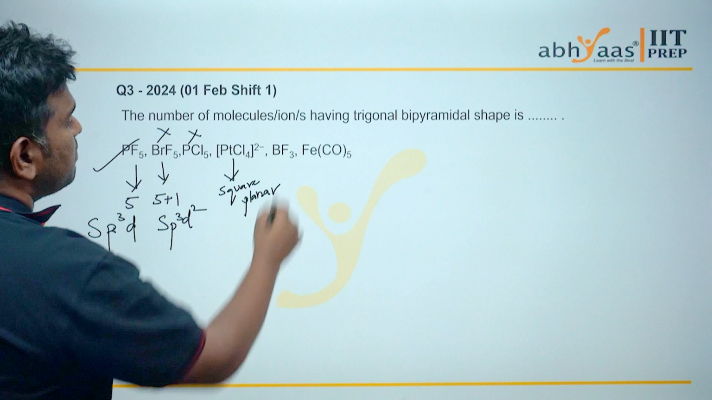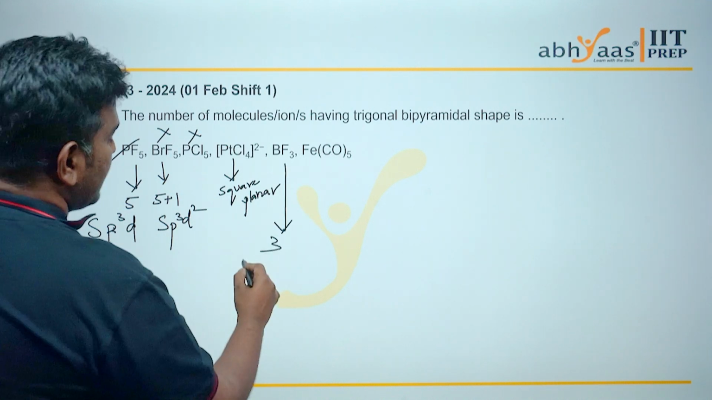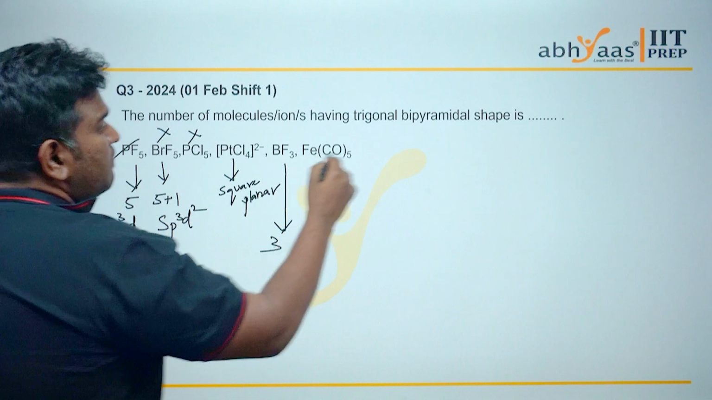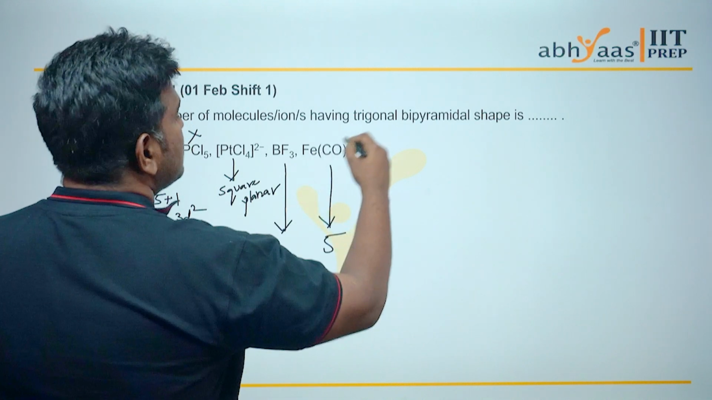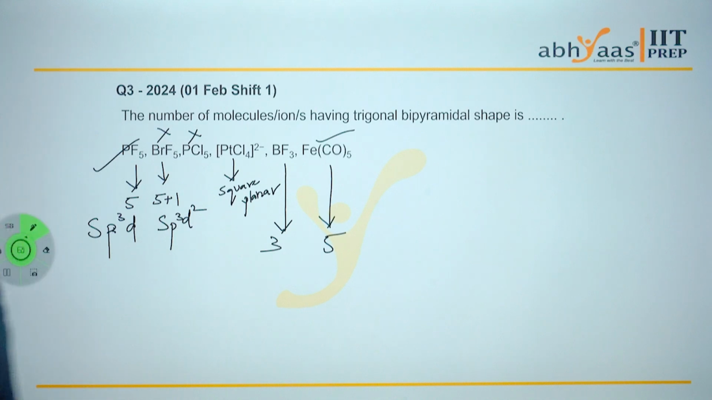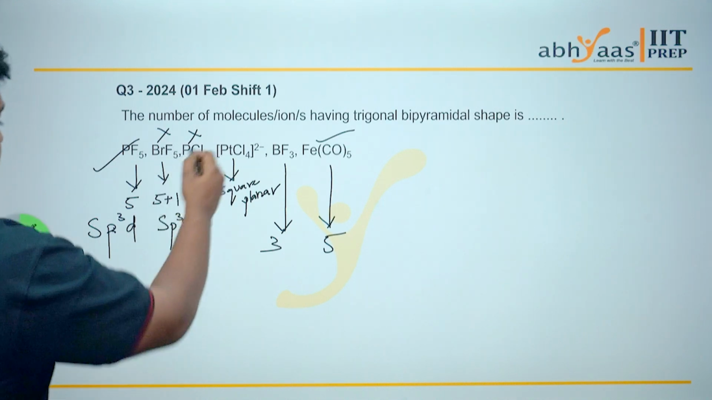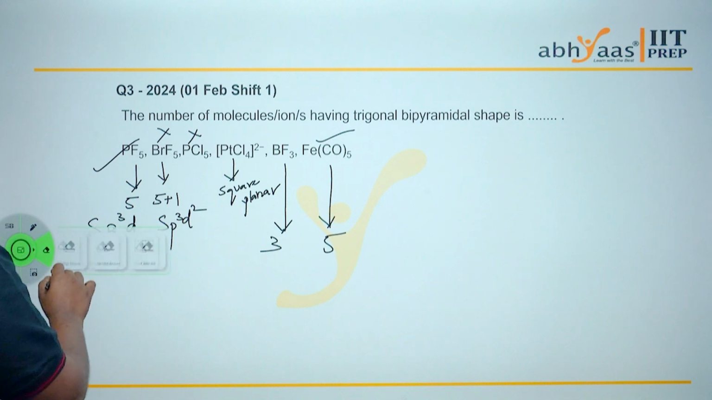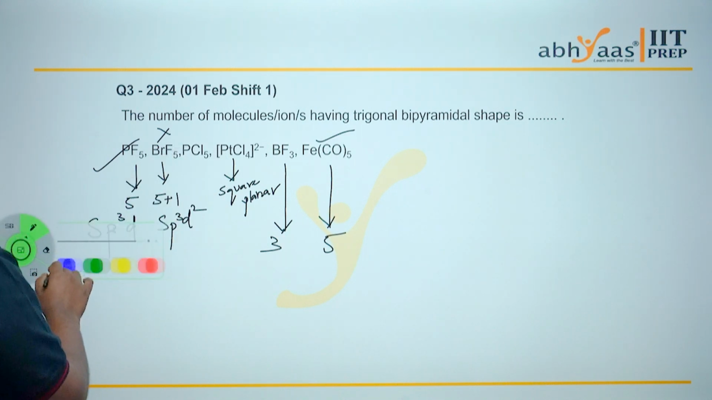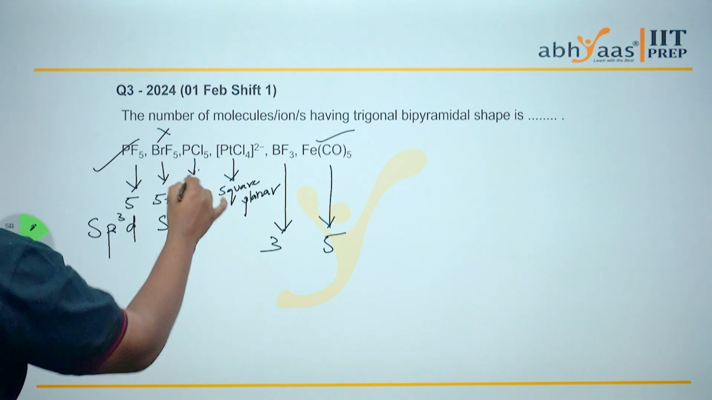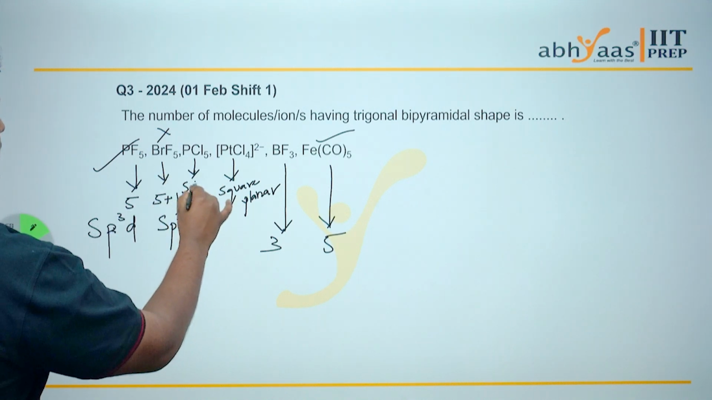And for BF3, it's a very familiar compound. 3 is the steric number. It will be trigonal planar. And coming to Fe(CO)5, here also we will have 5 as the steric number, and it will be trigonal bipyramidal. PCl5, you know that the steric number is 5. So for PCl5 also we will have this trigonal bipyramidal shape, and it will be sp3d.